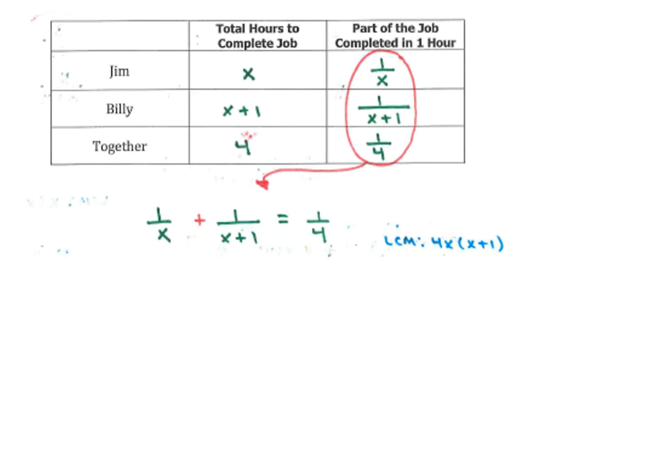So we designated that by x, which means that the part of the job completed in 1 hour would be 1 over x. Now, Billy's time is based on Jim's. It said in the problem that it takes him 1 hour longer to clean the house than it takes his dad alone. So therefore, it would have to be expressed as x plus 1. So that means the part of the job completed in 1 hour is 1 over x plus 1. It also said in the problem that together they can clean the house in 4 hours. So after just 1 hour of time, 1/4 of the job is done.